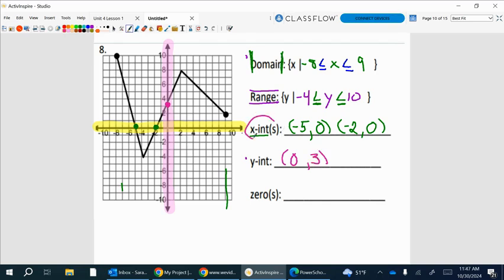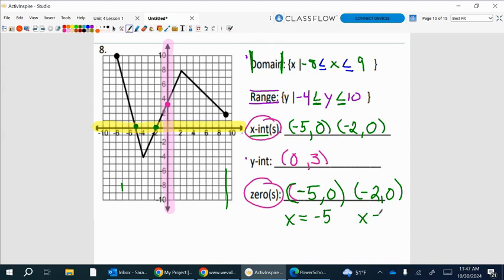I know that my x-intercept and my zeros are the same thing. So I'm just going to copy those here. -5, 0, and -2, 0. You also might see the zeros written like this. X equals -5, X equals -2.